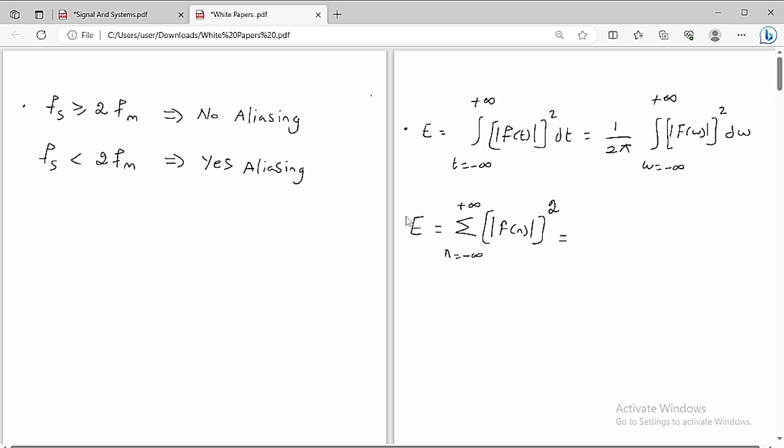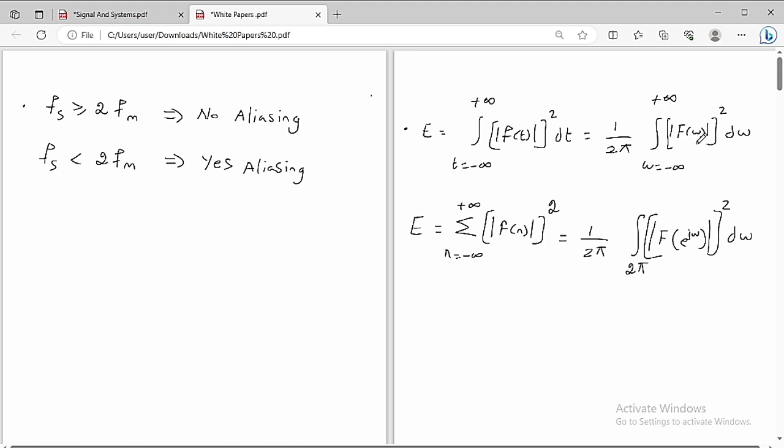Suppose you want to write it in the frequency domain, then it will become 1 by 2 pi, integration over 2 pi, minus pi to pi is 2 pi. We can go from minus pi to pi or pi to 3 pi, because the overall difference should be 2 pi. So which is now modulus of f of e to the power of j omega whole square d omega. So this is the thing that you have to keep in your mind.